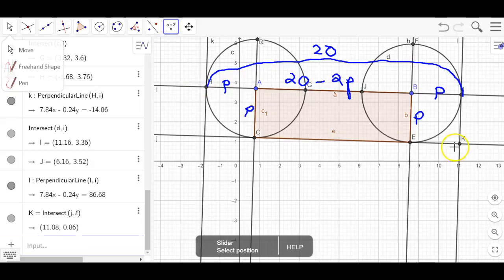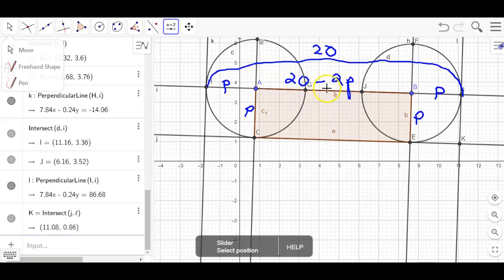You can make a sketch of this. But since I can't sketch very good, I'm just using this tool. The point is, follow through one part of this problem at a time. One part of the problem at a time is what's going to help you figure it out.